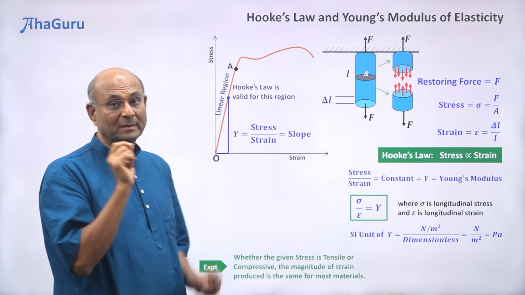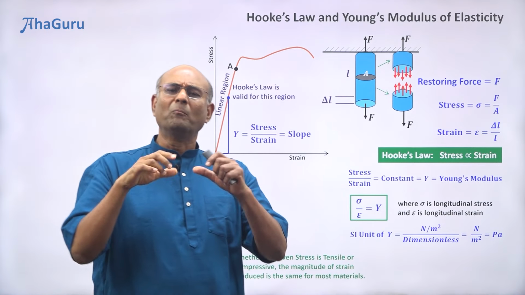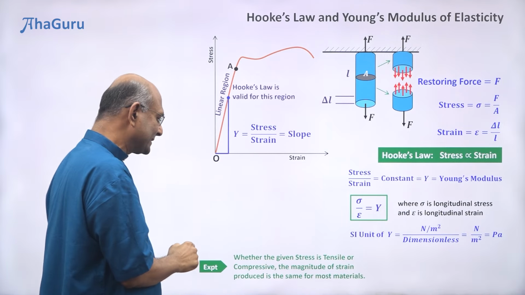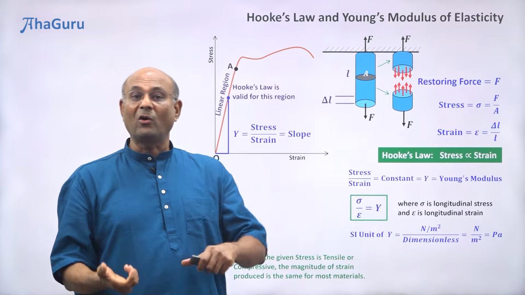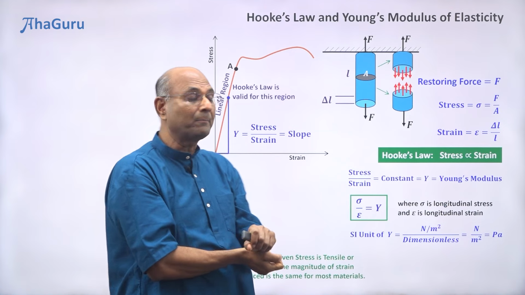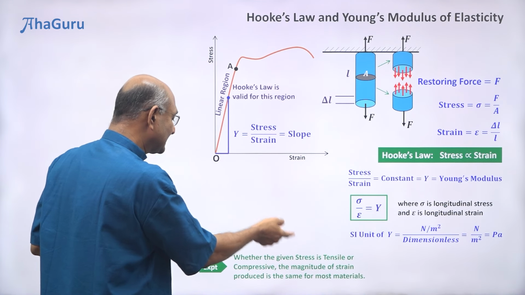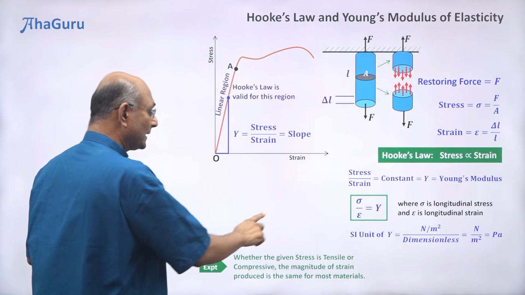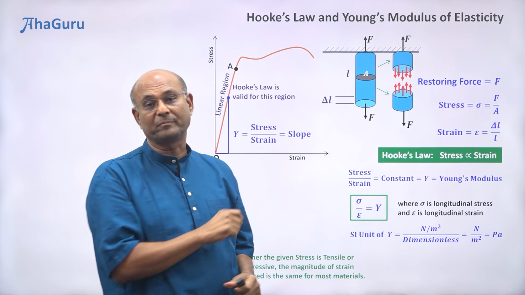Now there are some very important points to keep in mind. Experiments show that for most materials, not all materials, most materials, particularly metals, whether the applied stress is tensile or compressive, it doesn't matter whether I'm pulling. Here I've shown you that we are pulling, but I could have also been pushing, right? So whether it is tensile or compressive, as long as the stress magnitude is the same, the magnitude of the strain that is produced is the same for most materials.